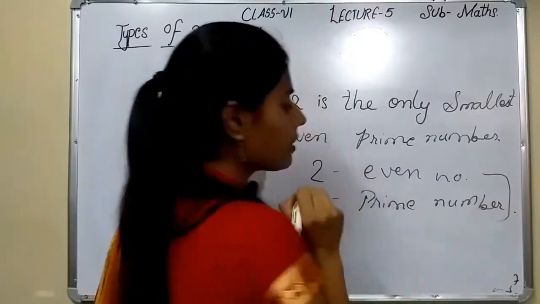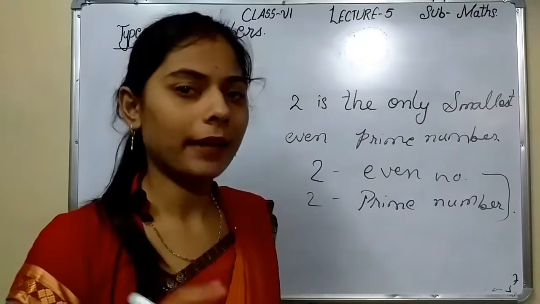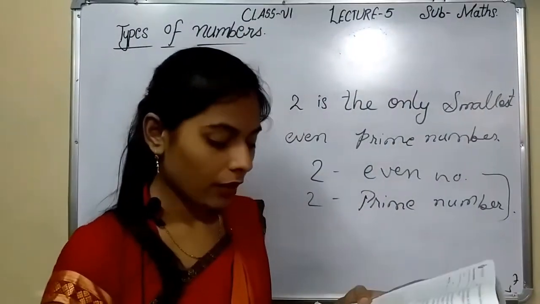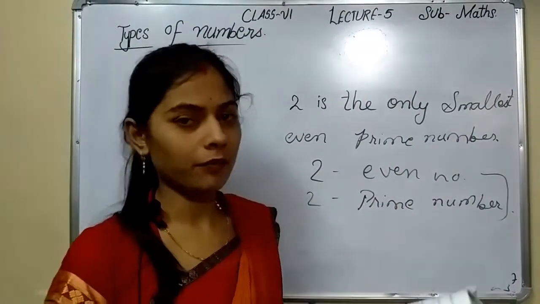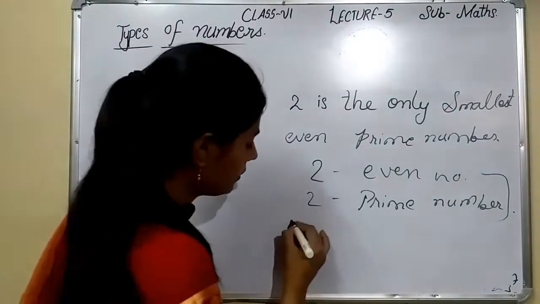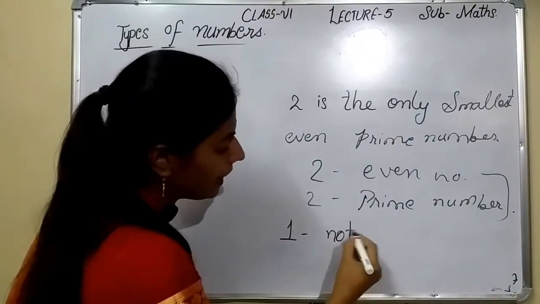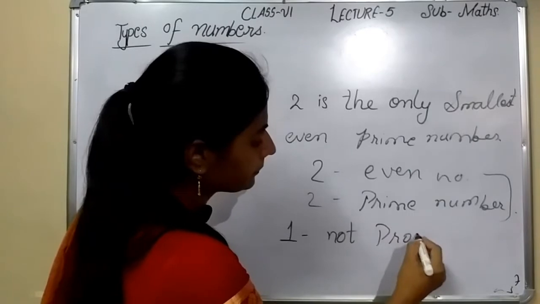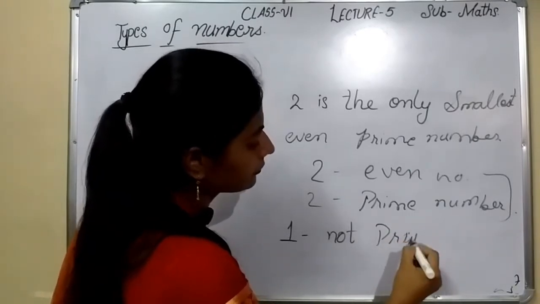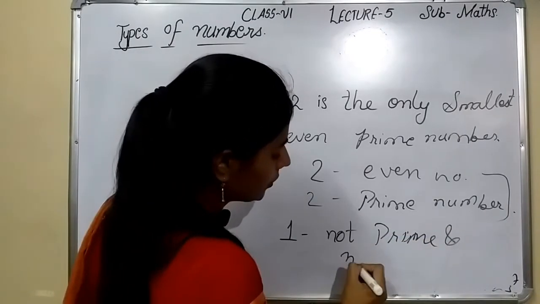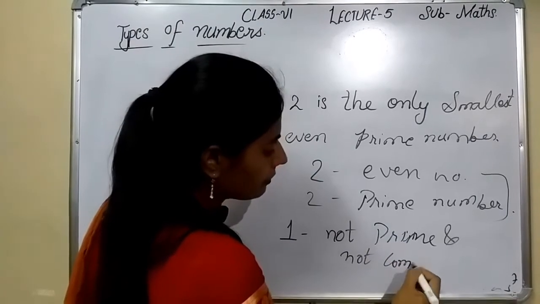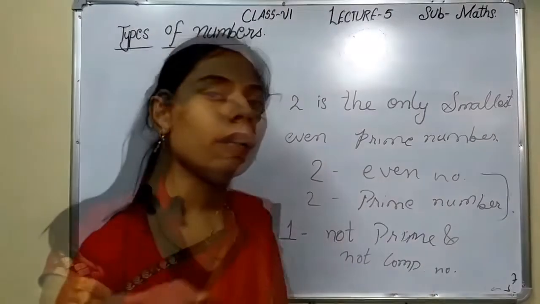So it is the smallest even and prime number that is given here. Number 1 is neither prime nor composite. See, 1 is not a prime number and not a composite number. Okay, understood?